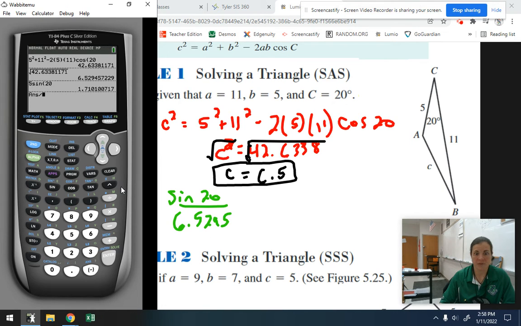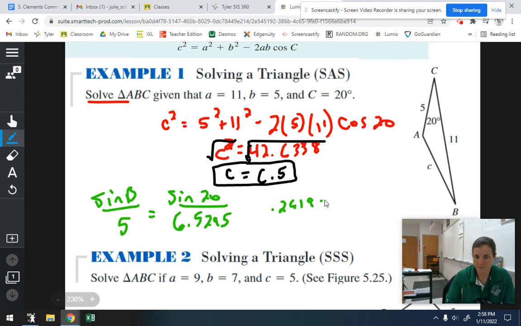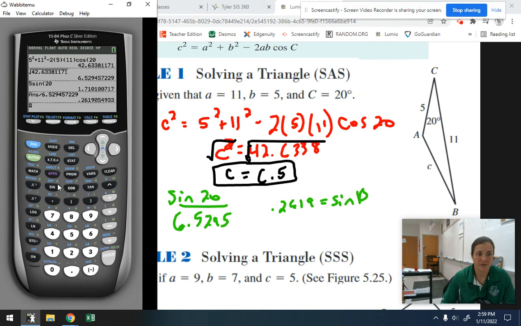And then I'm going to cross multiply here, and we'll get that 6-point number times the sine of B. So I just need to divide it by the sine of B. So I'm going to take that and divide it by that 6.5 number, and I'm going to get this weird decimal. So I've got 0.2619, and that is the sine of B. And if you remember, when we're looking for an angle, you have to do the inverse. So I'm going to do the inverse sine of that decimal right there, and that is going to give me angle B. So that's going to be about 15.2 degrees.